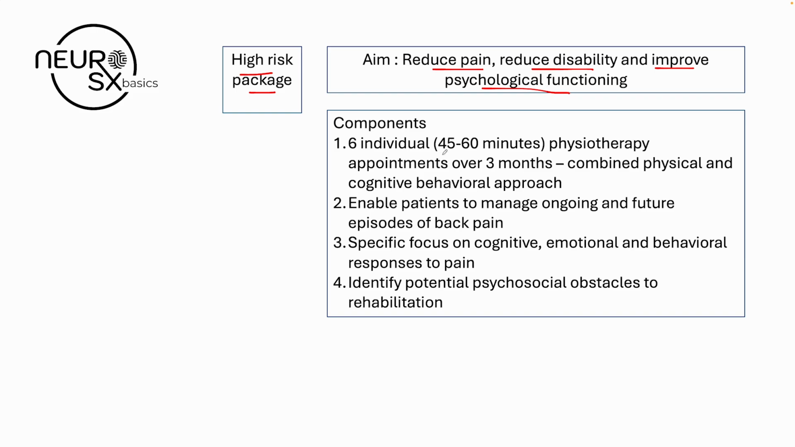So here, the components are very structured physiotherapy. I need to have at least 6 individual physiotherapy appointments over 3 months, lasting 45 to 60 minutes, which need to have both a combined physical and a cognitive behavioral approach. You should enable patients to manage ongoing and future episodes of back pain. Okay, so whatever they develop later on, they should be able to manage themselves after these physiotherapy sessions are done. An important component, as we've discussed, is to correct all the biopsychosocial factors which lead to pain and identify potential psychosocial obstacles to rehabilitation.